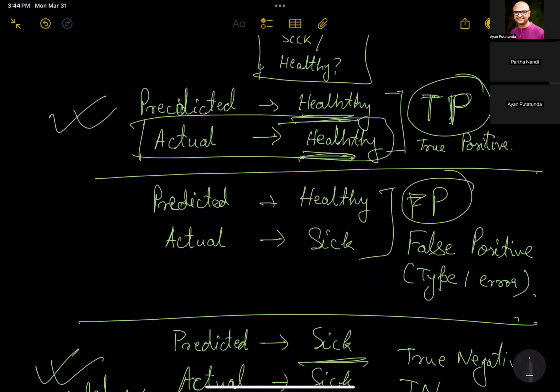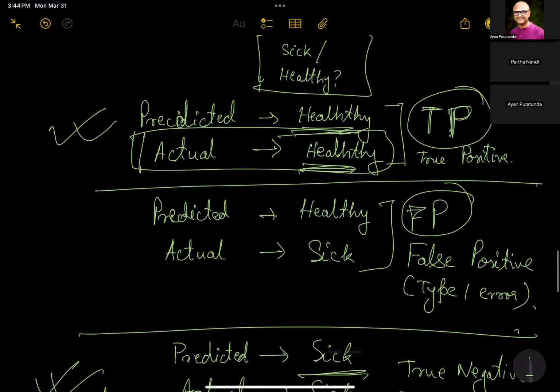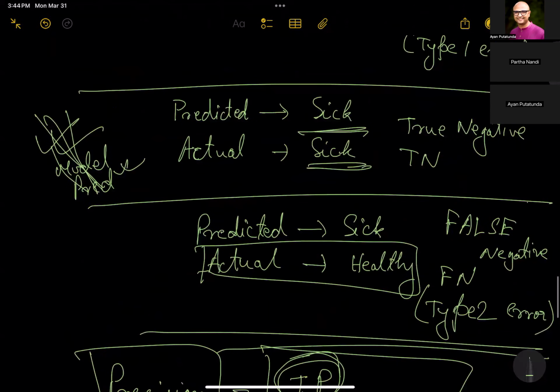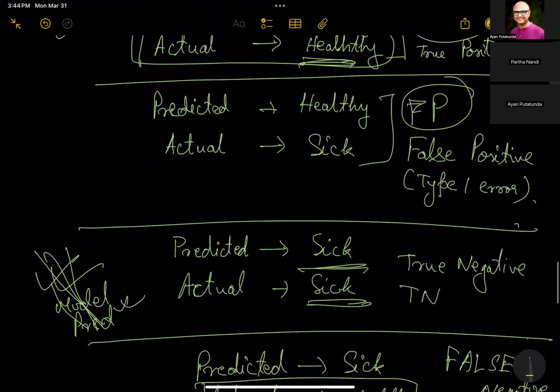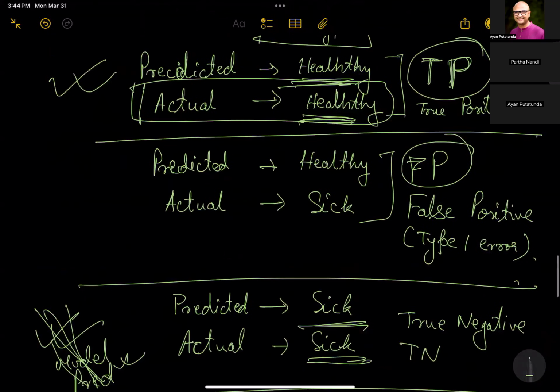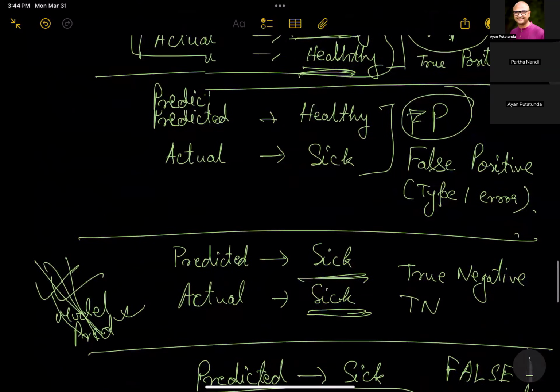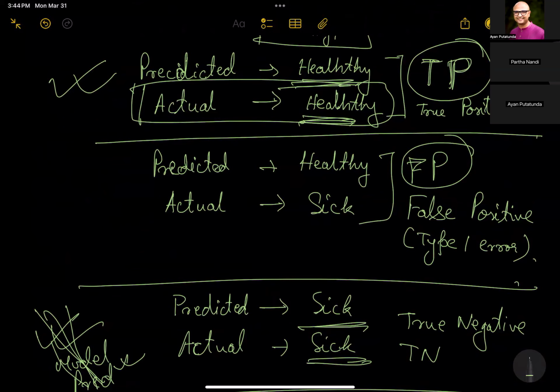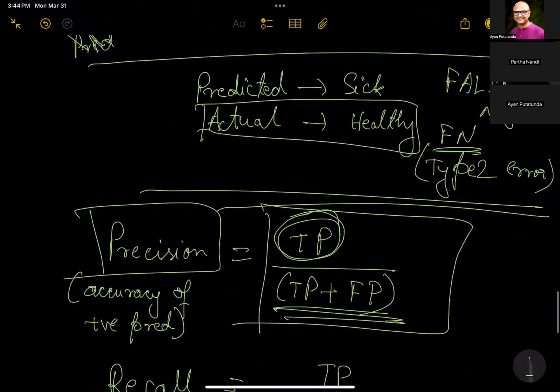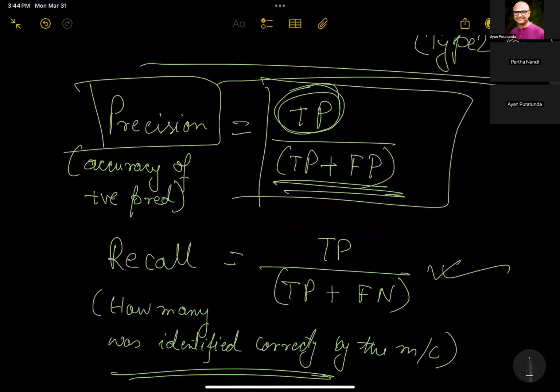Actual positive was only in two places, actual healthy and actual healthy, correct? We should not consider actual not healthy, only actual healthy. It was only in two places. This is FN, this is TP. Out of the actual positive, these were the two where it was actually healthy. Hence FN is coming. This is correct. We need to consider only the healthy part. So out of all the positive, how many were identified correctly, right?